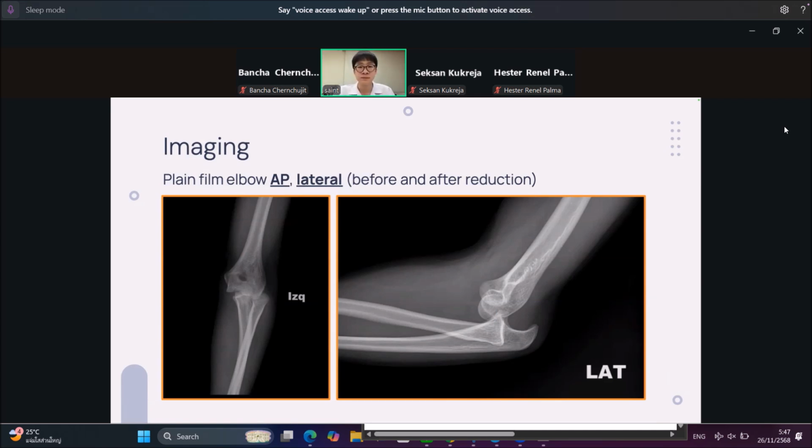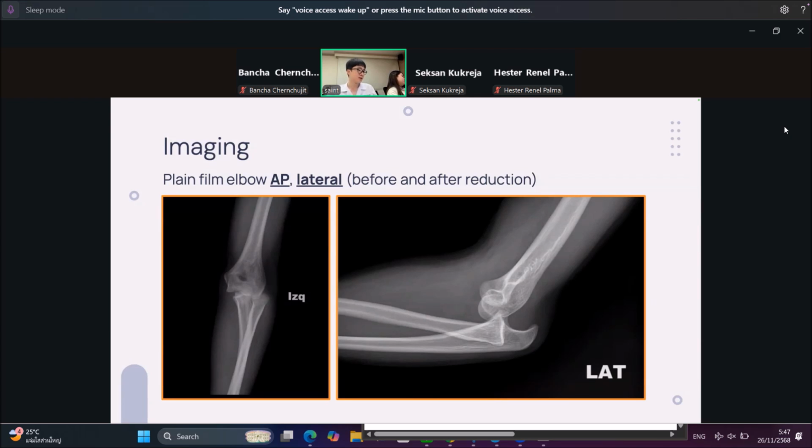What is this dislocation? What type? Anterior, posterior, medial, lateral. Yeah, postero. Lateral, very good. You look at the distal part. Distal part moves posterior. In the AP film, the distal part moves lateral, right? So we call it posterolateral dislocation. This is the most common elbow dislocation, right?